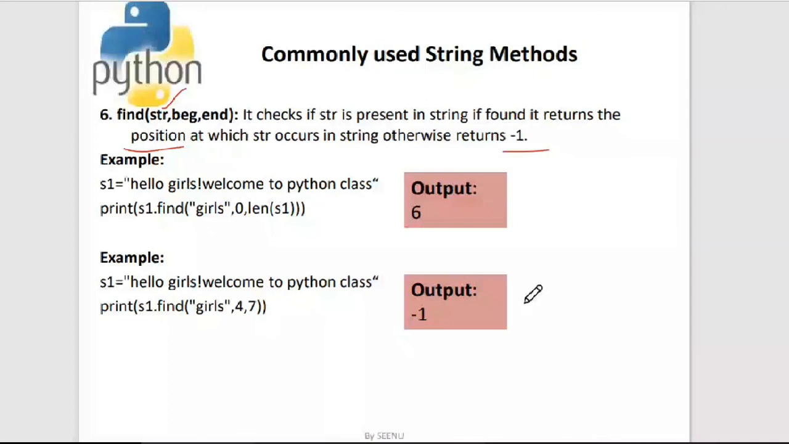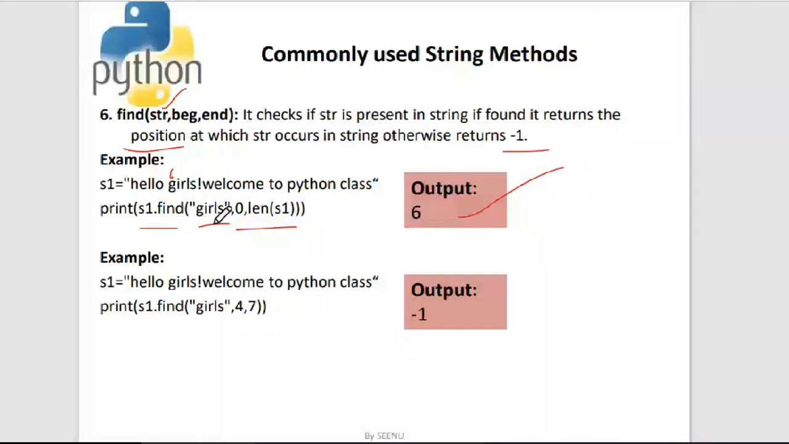So I have s1 dot find, which I'm using on the string s1. I want to find whether girls is there, and this is the range. It says it found girls at the 6th position, which is the first character where it occurred. This is 0, 1, 2, 3, 4, then a space, and G is at the sixth position. You can also give a character if you want, and it will give the first occurrence.